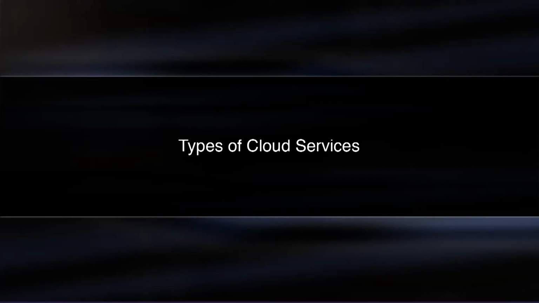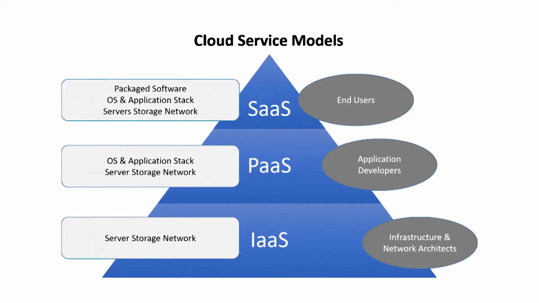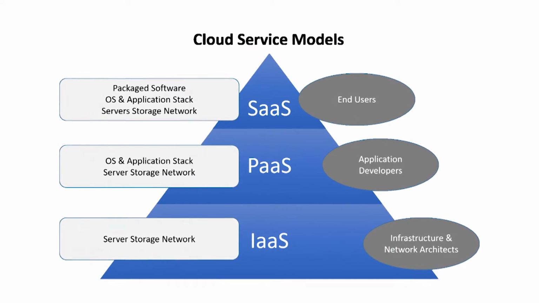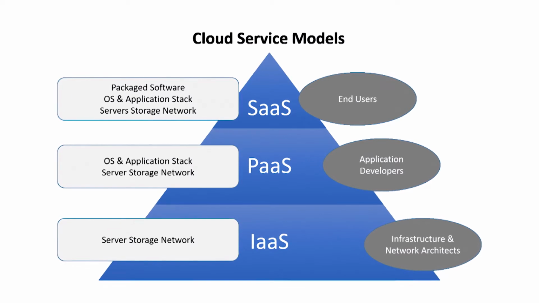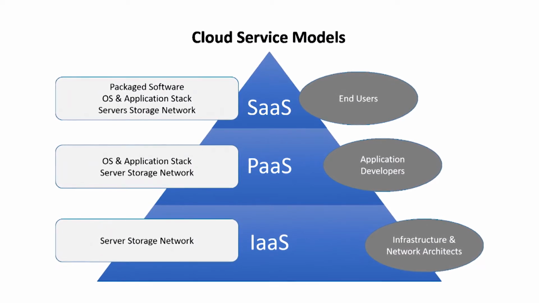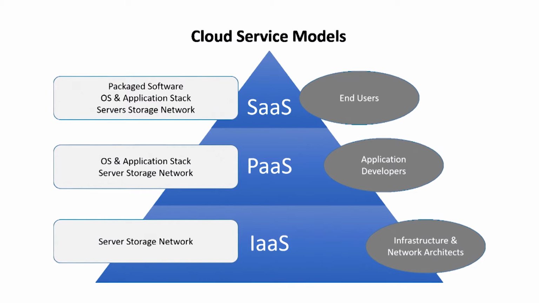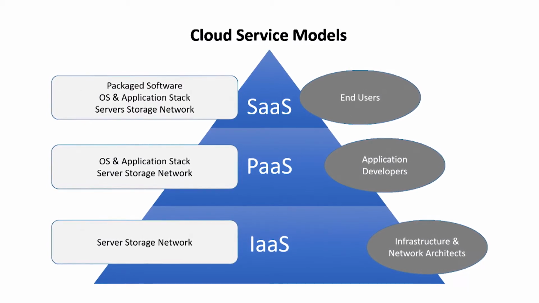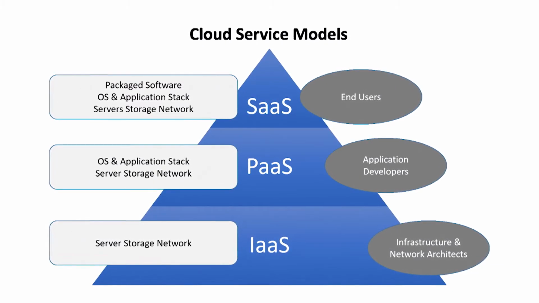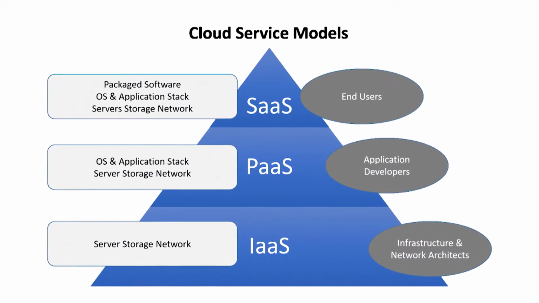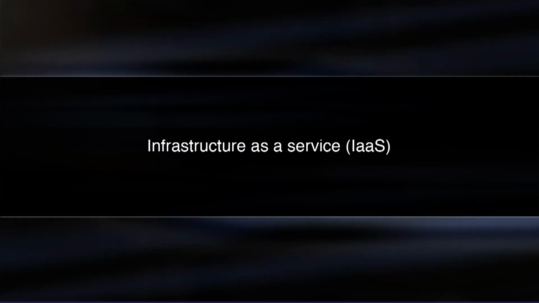Types of cloud services. Most cloud computing services fall into four broad categories: infrastructure as a service, IaaS, platform as a service, PaaS, serverless, and software as a service, SaaS. These are sometimes called the cloud computing stack because they build on top of one another. Knowing what they are and how they are different makes it easier to accomplish your goals.